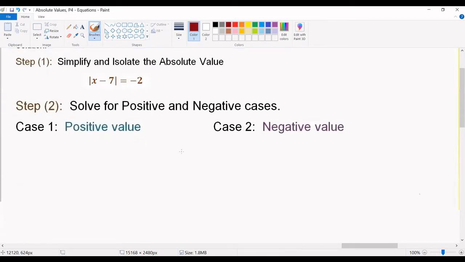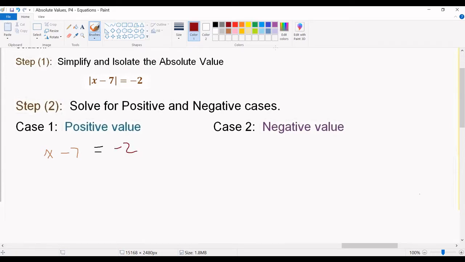In step 2, we're focusing on solving the positive and negative cases. So when we set up our equations, on the left-hand side will be just whatever's inside the absolute value. In this case, it'll be x minus 7. On the right side, for the positive case, we just copy exactly the same value, so we're going to still have negative 2.